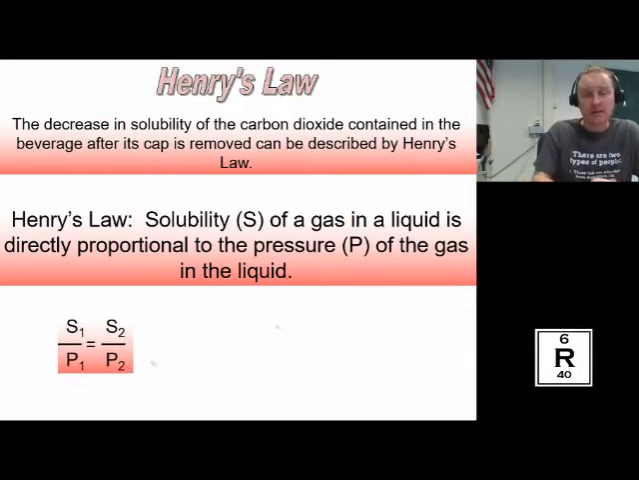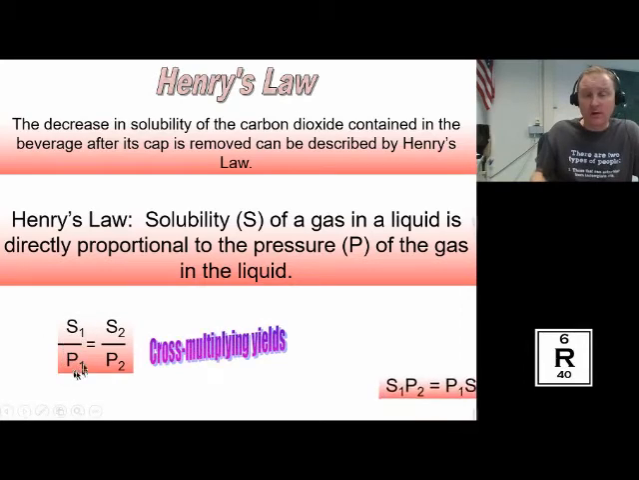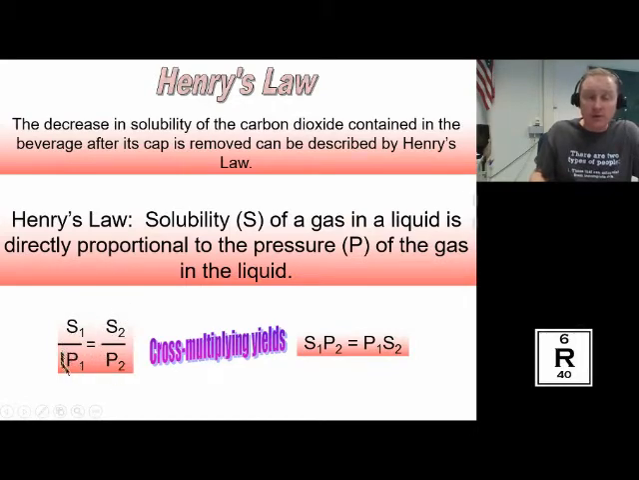We represent this as S1 over P1, so the first situation, perhaps the bottle is closed, the solubility over the pressure is equal to S2 over P2, the solubility over the pressure in the second situation. So this would be like when you open the bottle. When you have it closed, you have a high amount of pressure and you have a lot of solubility. When you open it, the pressure decreases, so therefore the solubility will try to decrease, and that's why you get those bubbles.